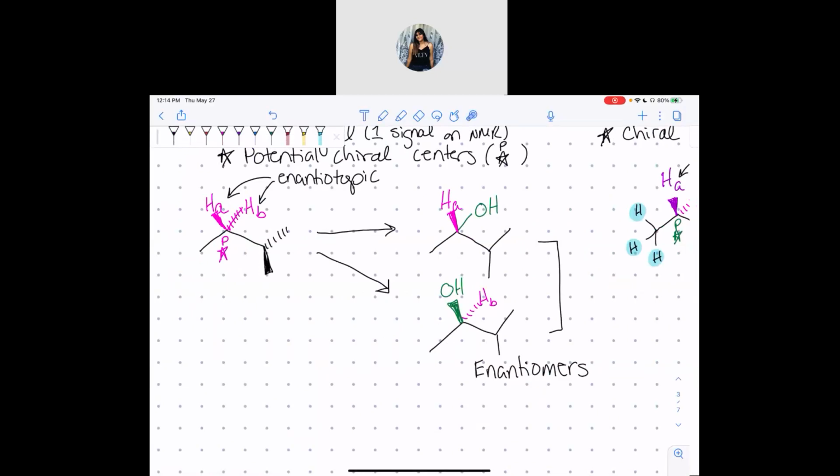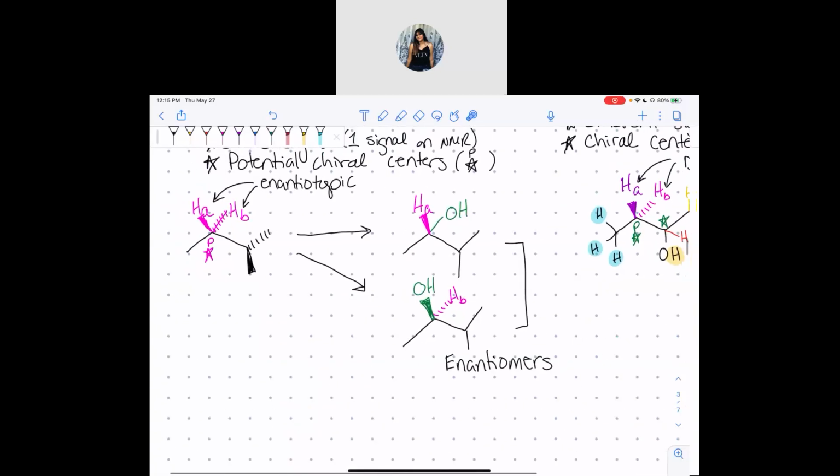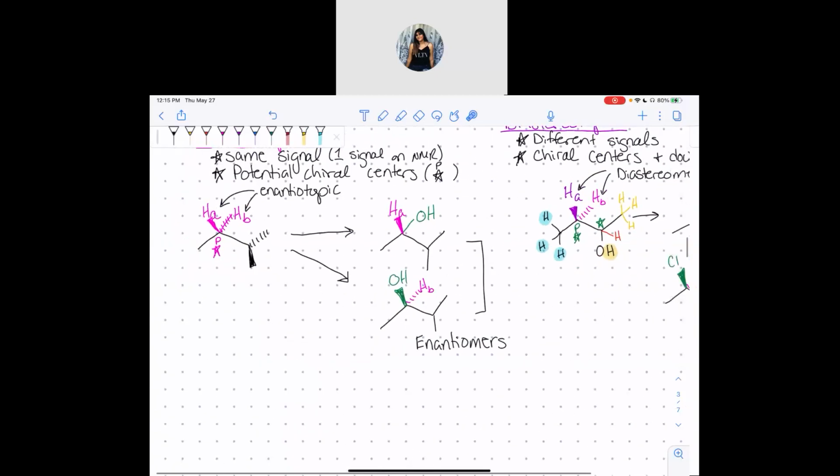And so it makes you think, oh, wedge and dash, chiral, that means these are different. But what you more so have to pay attention to is chiral centers. So we see in a molecule, this one does not have a chiral center, so they will be the same. In this one, sorry, let me zoom out a little bit. In this one, we did have a chiral center, so that's when it then counts as different.